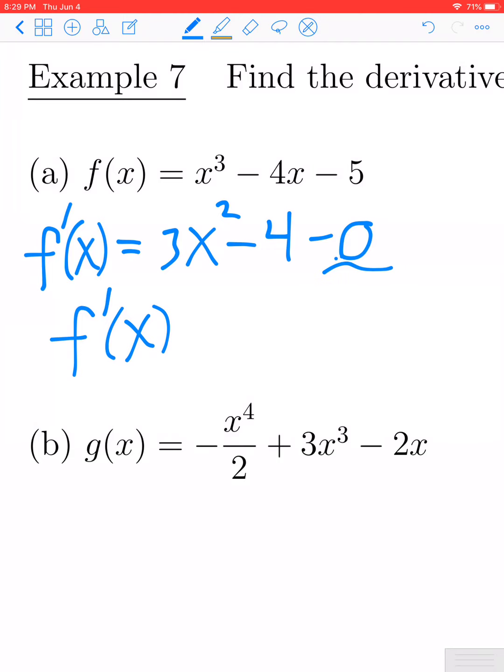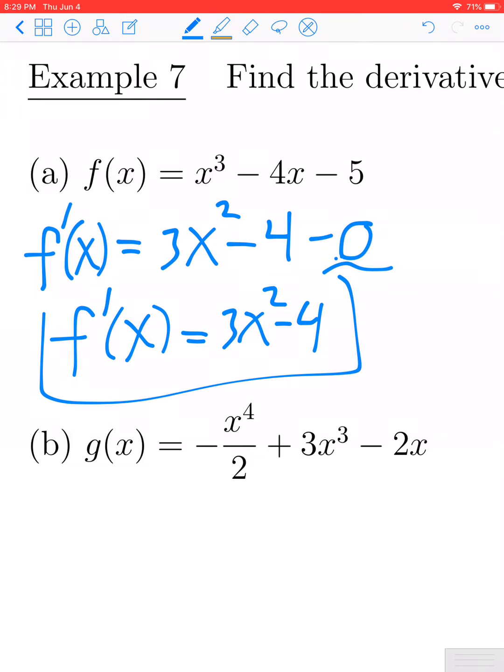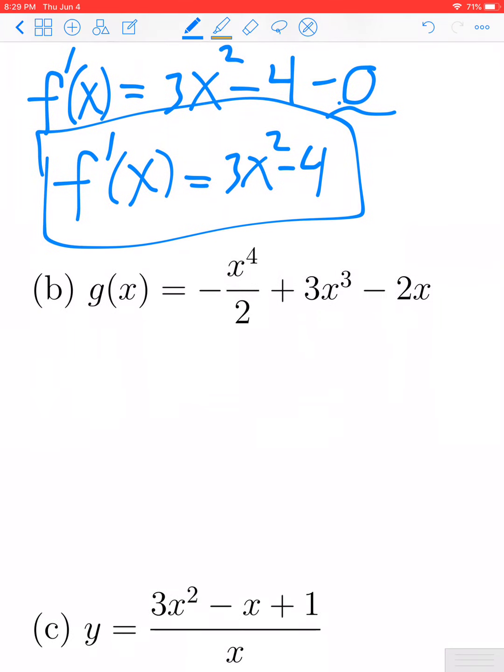Typically, I wouldn't write this, but just to emphasize and review that fact so you're reminded of it. But here's our derivative. F prime of x is equal to 3x squared minus 4. Let's take a look at part G.